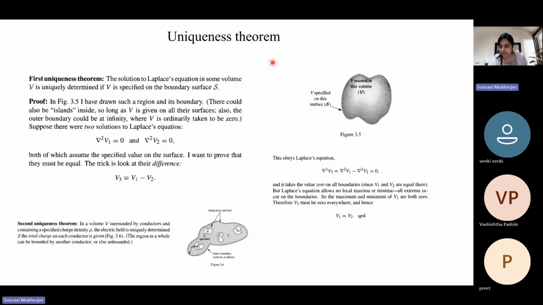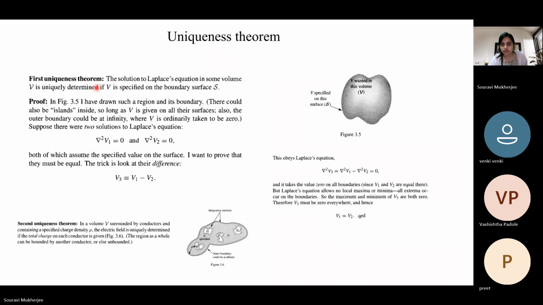What does this theorem tell us? It tells us that the solution to the Laplace equation in some volume V is uniquely determined if V is specified on the boundary surface S. So what it is telling you is that if you know the potential on the surface, then the potential inside the volume enclosed by the surface is a unique value. Okay. So the solution to the Laplace equation is a unique solution.